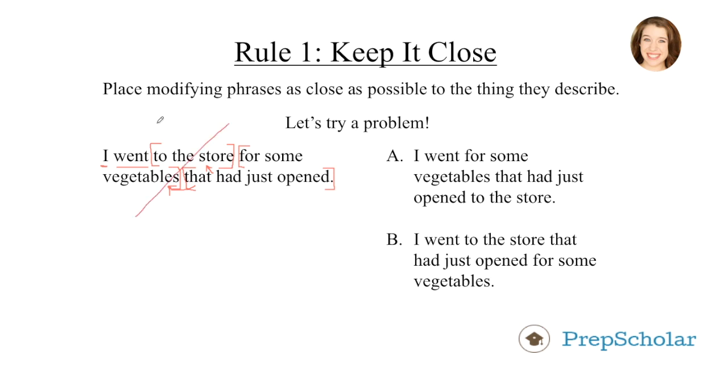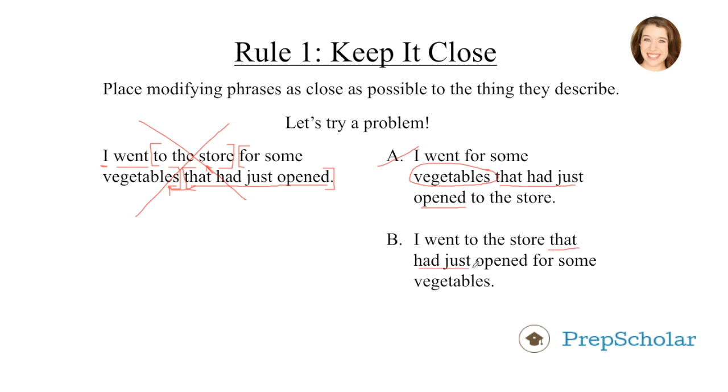So this sentence as it stands right now doesn't work because it places this modifier, that had just opened, in the wrong spot. Let's look at these other options. I went for some vegetables that had just opened to the store. Once again, that places that had just opened right next to vegetables, and that makes it sound like the vegetables have just opened, which we know doesn't make sense. So that doesn't work. What about B? I went to the store that had just opened.